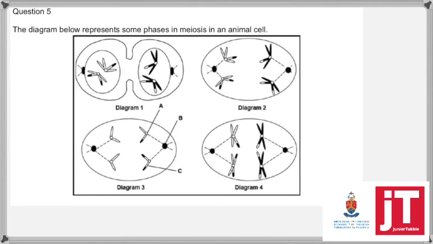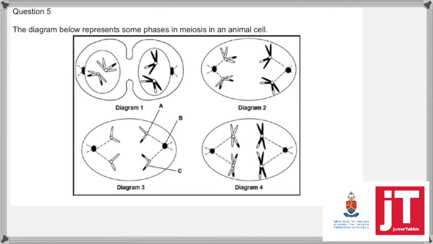So I tell all my students, and you would have heard me say this in previous videos as well, we've got to get context from what we're given in the question first before we attempt to answer the questions. Here we're given a diagram with 4 different diagrams. The context given in the heading is that these represent phases of meiosis in an animal cell. All right, so we know the process that we're looking at here is meiosis.